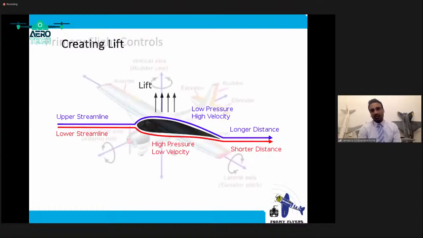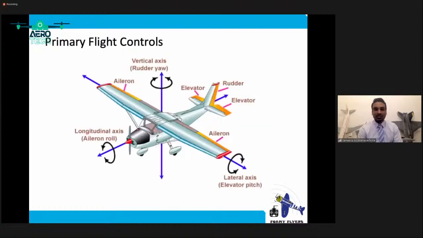Moving on, let's talk about the primary flight controls. Now, this is very important. I will use the words ailerons, elevator, rudder, thrust, and things like that. In this particular picture, you can see that you have ailerons on both parts of the main wing, an elevator, which is on the back of the tail part of the aircraft, and the rudder.